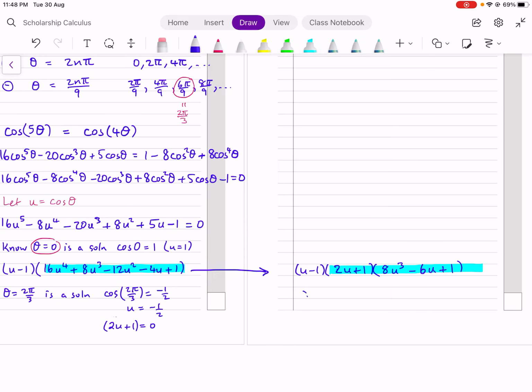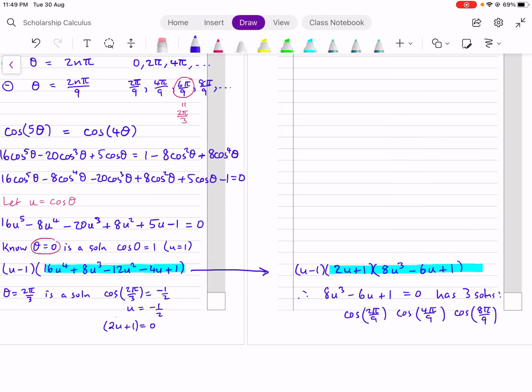So what that means, therefore, is 8u cubed minus 6u plus 1 equals 0 has 3 solutions, and the solutions are cos 2 pi over 9, cos 4 pi over 9, and cos 8 pi over 9. If you don't believe me, solve that cubic on the graphics calculator using the polynomial solver, and then evaluate those 3 trig expressions, and you'll find that they're the same if you're in radians.